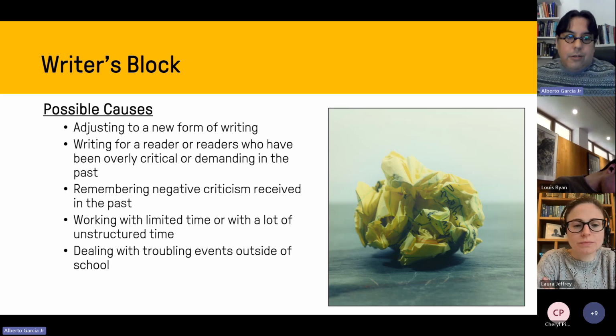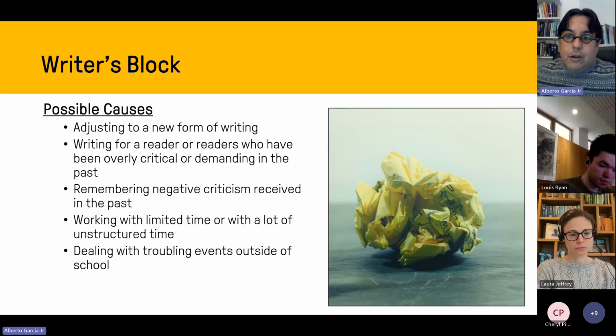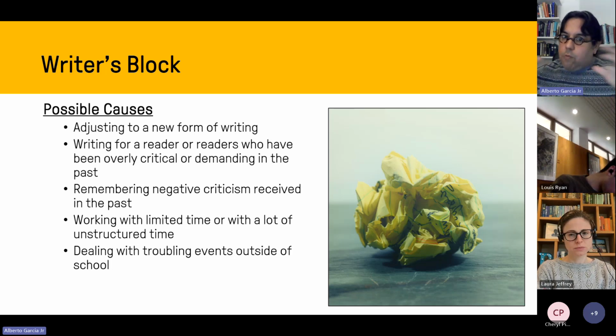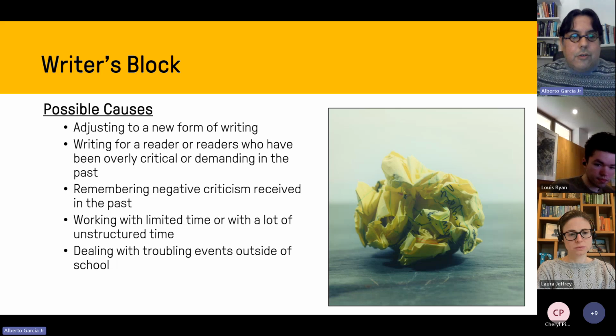So, possible causes: you're adjusting to a new form of writing. If you were an undergraduate writing undergraduate essays, and all of a sudden you're in postgraduate study, the longer forms of research can be disorienting and overwhelming at times. So that is okay. Recognize that you're writing in a new form, and be kind to yourself in that sense.